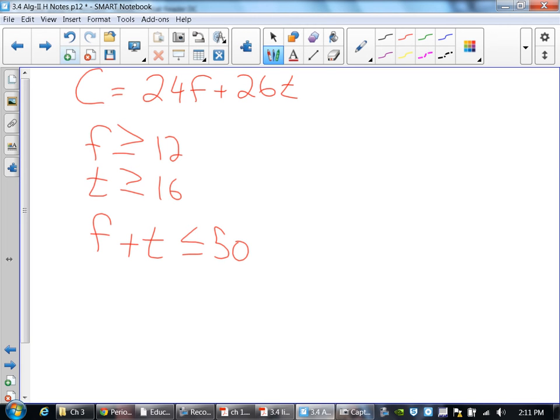First quadrant problem. I'm going to plot my intercepts on the 50 first. Plot the 50s on there first. I'm going to go F on the x, T on the y.